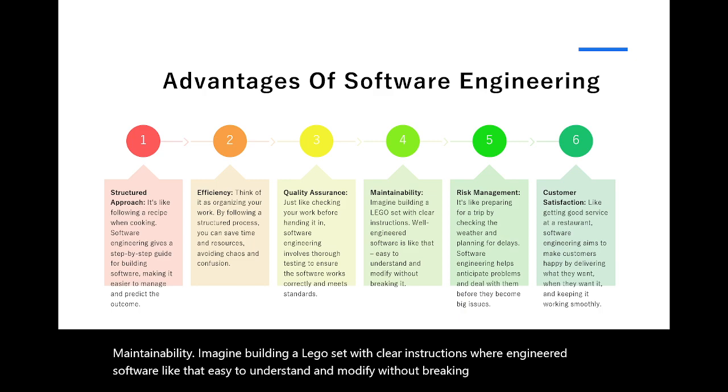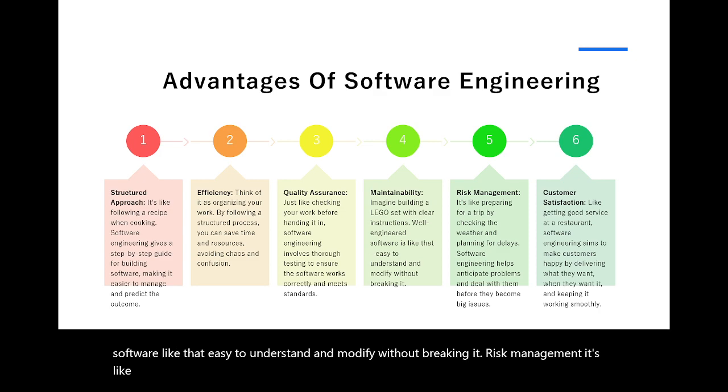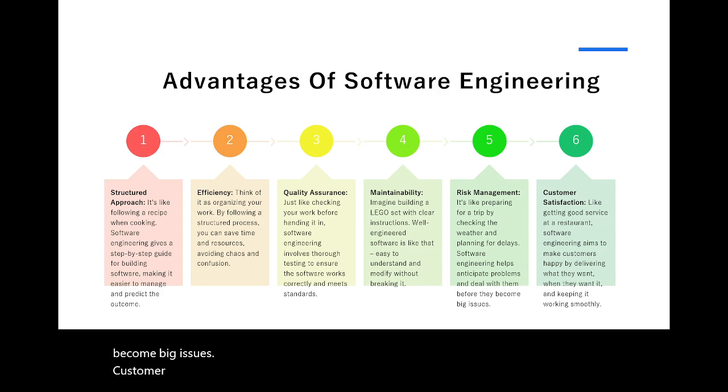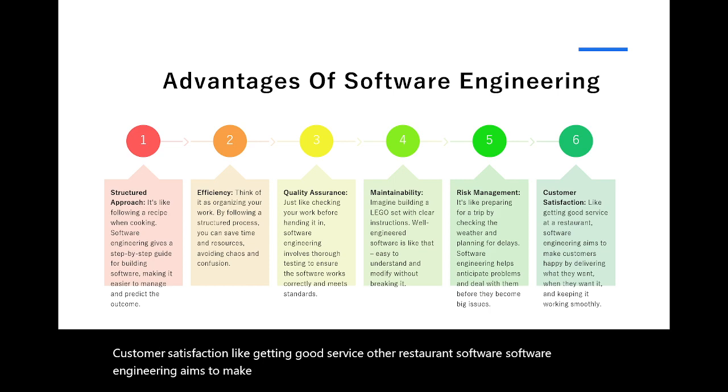Risk management. It's like preparing for a trip by checking the weather and planning for delays. Software engineering helps anticipate problems and deal with them before they become big issues. Customer satisfaction, like getting good service at a restaurant. Software engineering aims to make customers happy by delivering what they want when they want it and keeping it working smoothly.